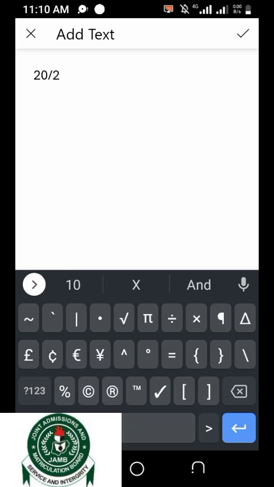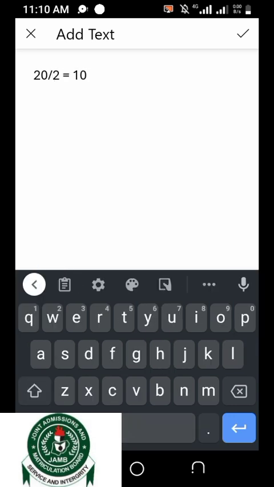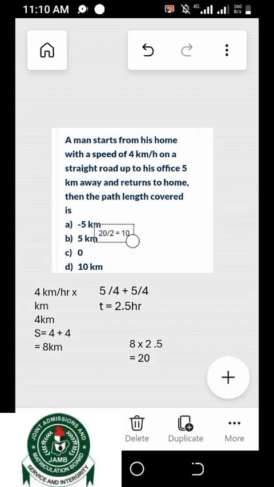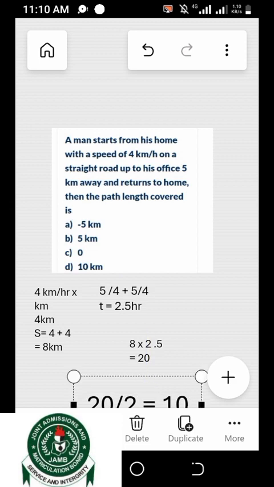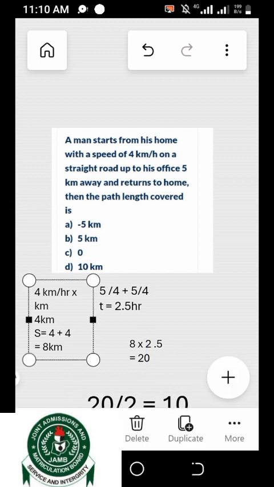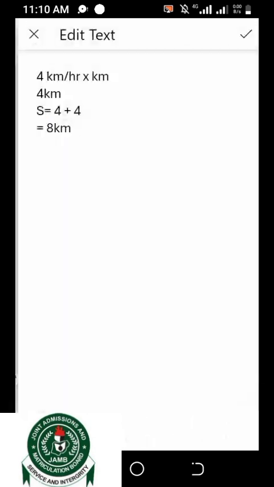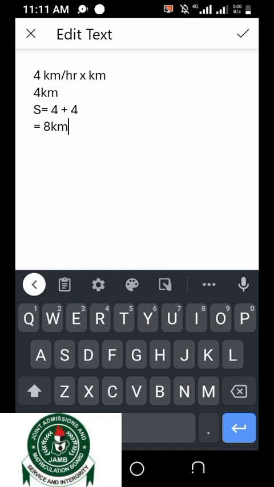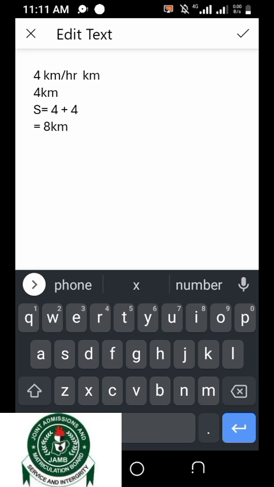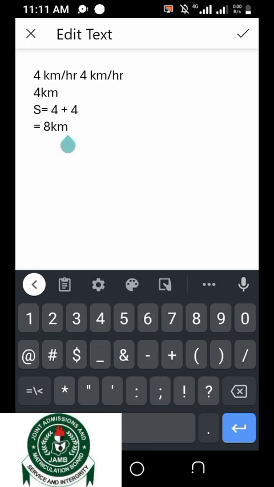Take notes. Answer is 10. So this is the correct answer. So take note. So this is supposed to be our speed, not our distance. This is the speed, not our distance. So it's actually supposed to be plus itself, which is 4 kilometer per hour. Take note. Sorry for the mistakes.